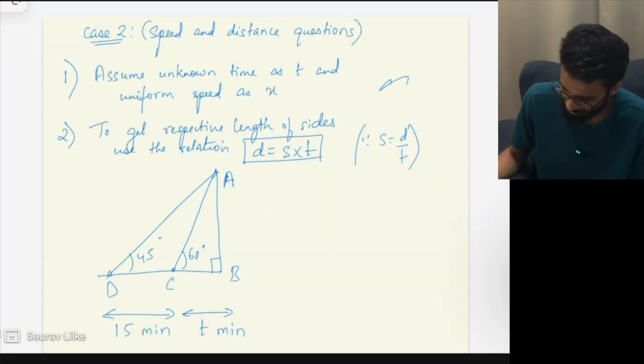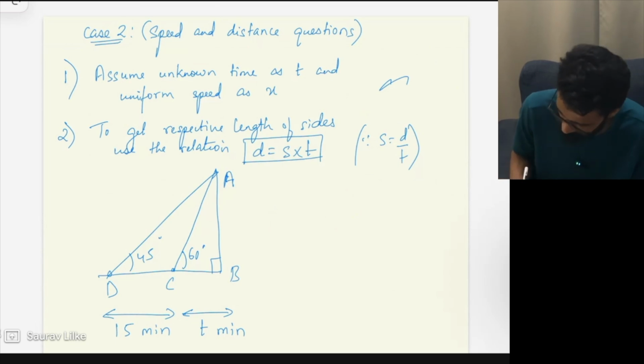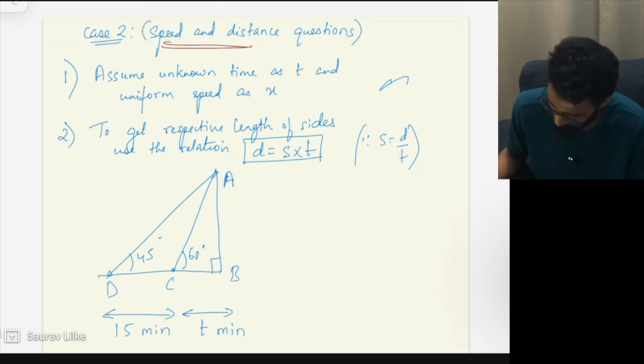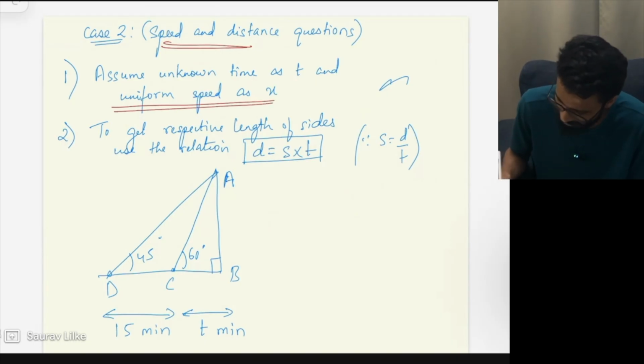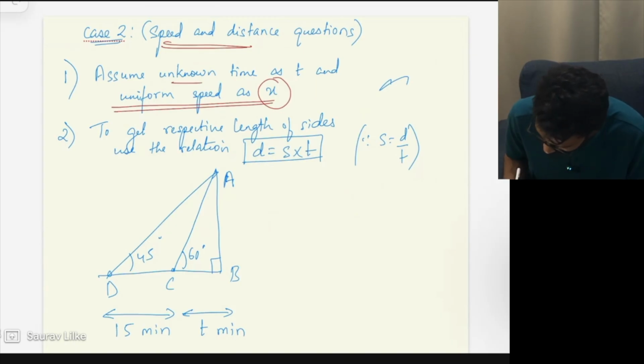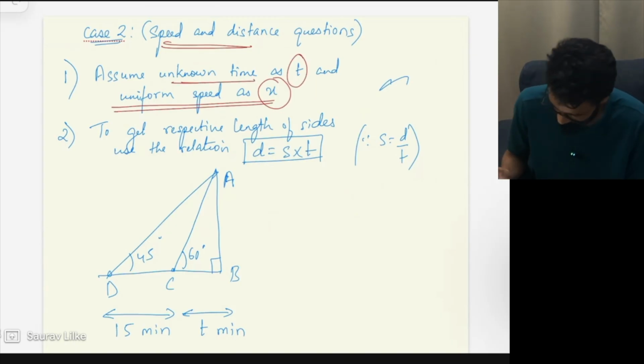Now for case 2 type of questions, which is speed and distance questions, what they will say is a particular body is moving with unknown uniform speed. We will take it as x meter per minute or respective values, and they will also say कि this point to this point का कितना time taken by this body. So I will assume that unknown time as t.